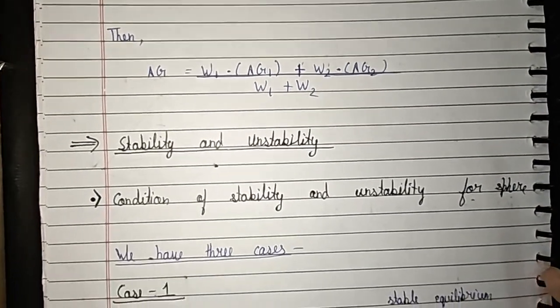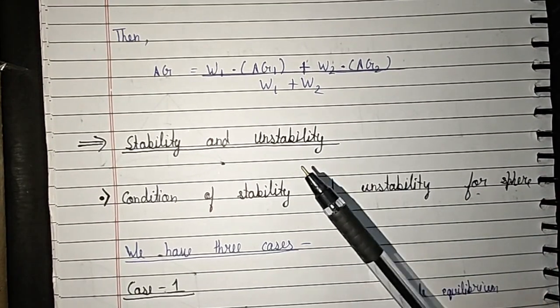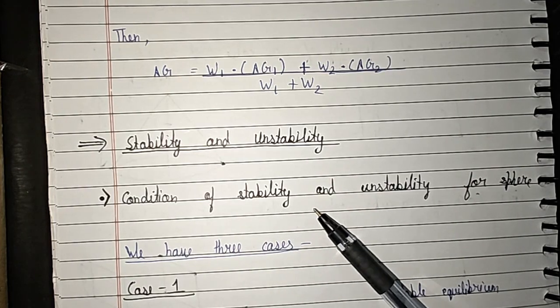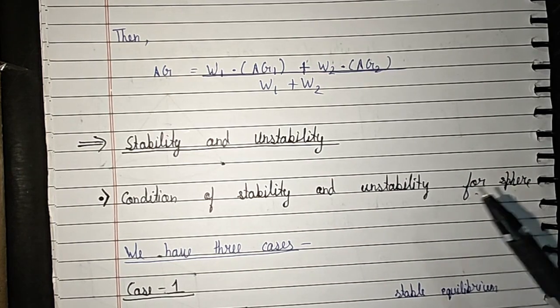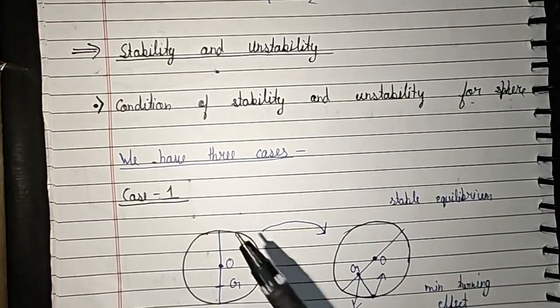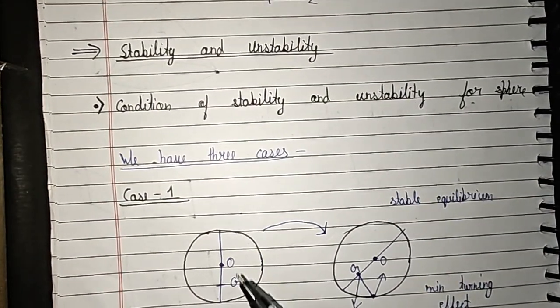Now let us move further. So let us see the conditions for stability and instability. Condition of stability and instability for a sphere. Here we have three cases. Case 1: this is the sphere and this is the center, and the center of gravity will lie here.